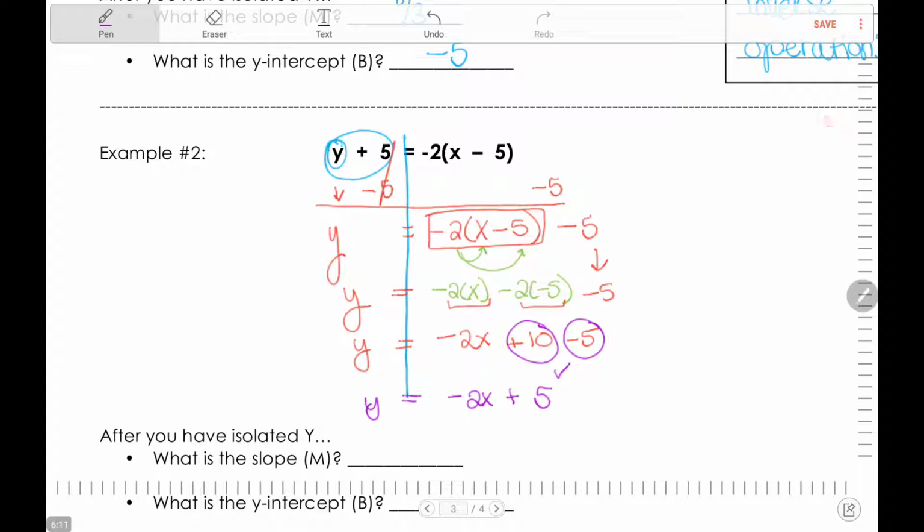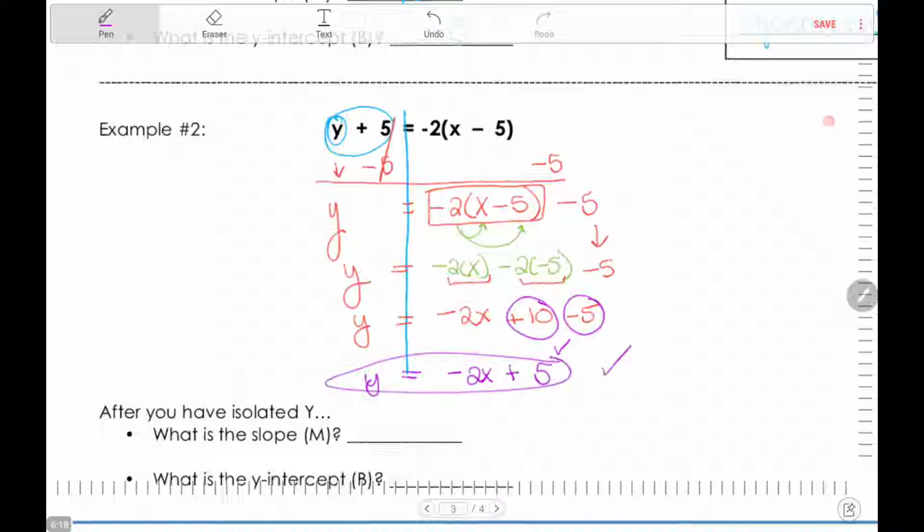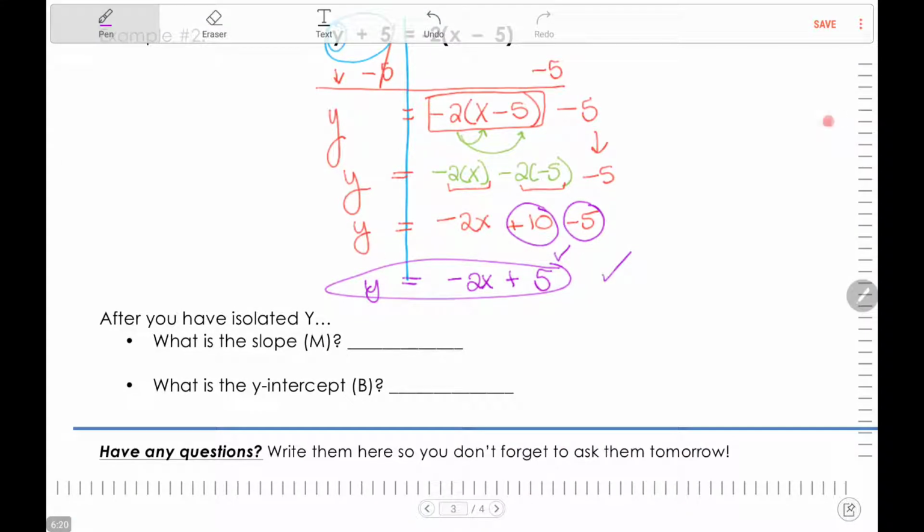And now, are we in slope-intercept form? Yes. Y equals mx plus b. So go ahead and identify what's the slope and what's the y-intercept. What's the slope? What's the y-intercept?